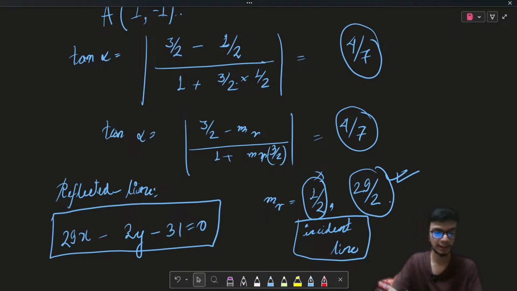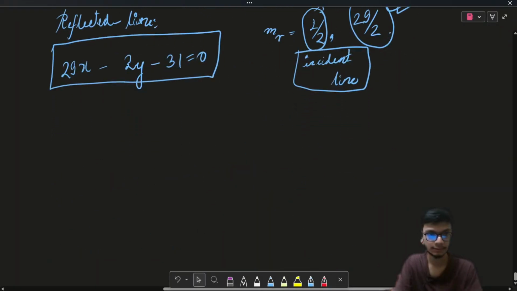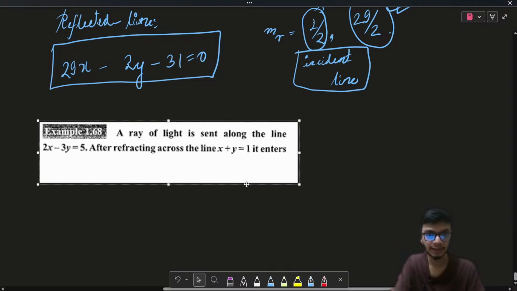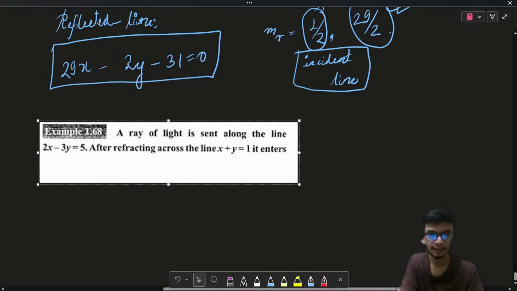So I'm attaching the problem over here. The question says that a ray of light is sent along a given equation, and it comes out of the opposite form.